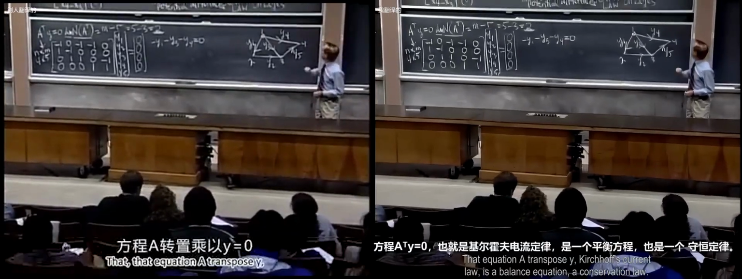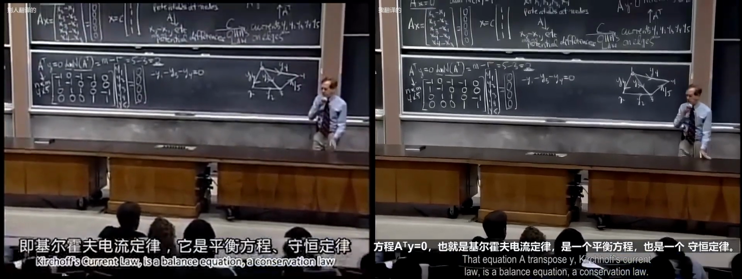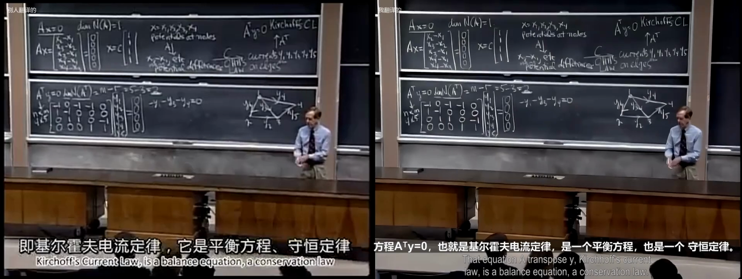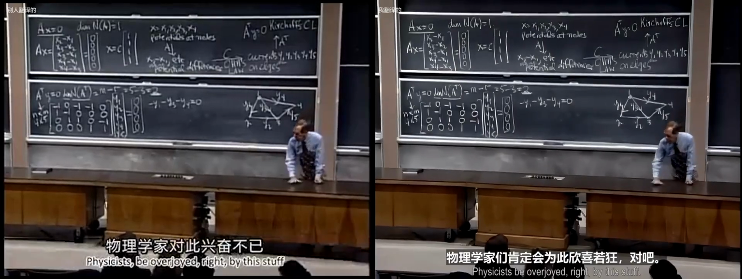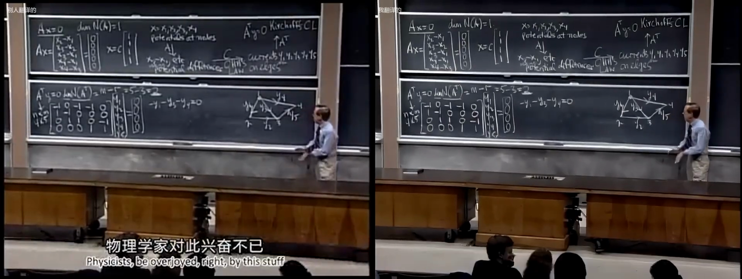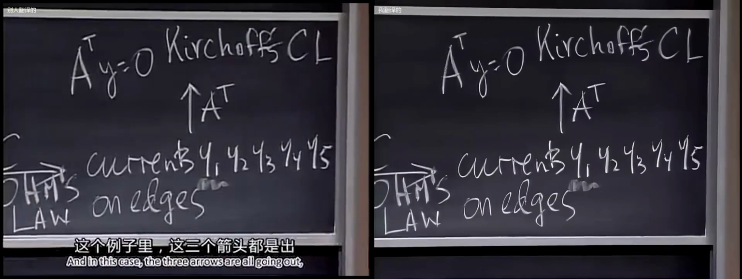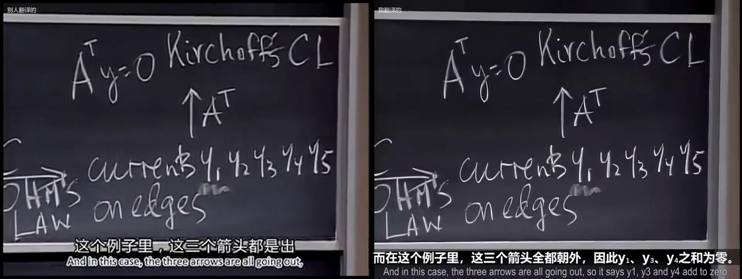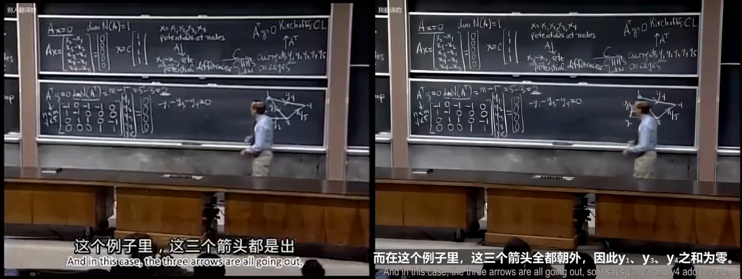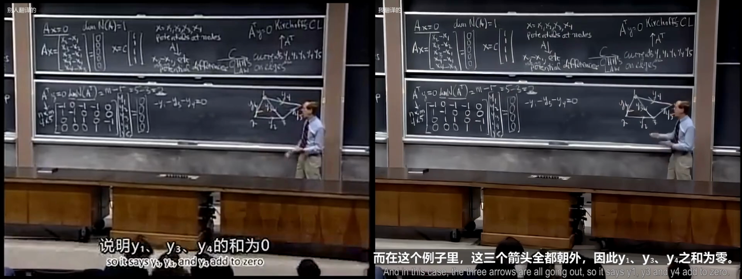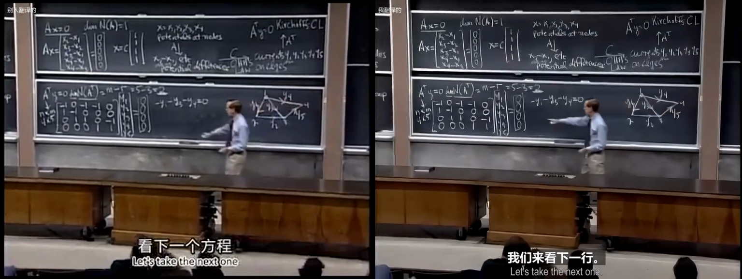That equation, A transpose Y, Kirchhoff's current law, is a balance equation, a conservation law. Physicists would be overjoyed by this stuff. It says that in equals out. And in this case, the 3 arrows are all going out, so it says Y1, Y3, and Y4 add to 0.